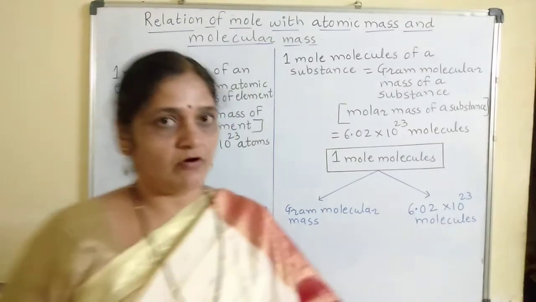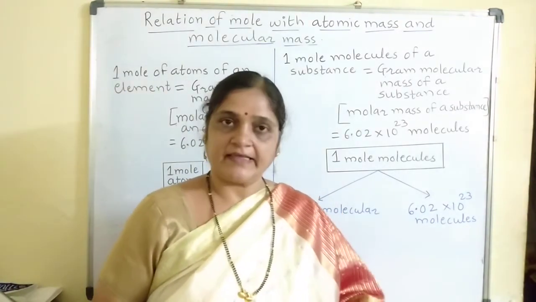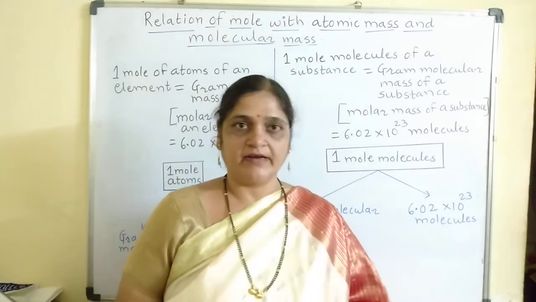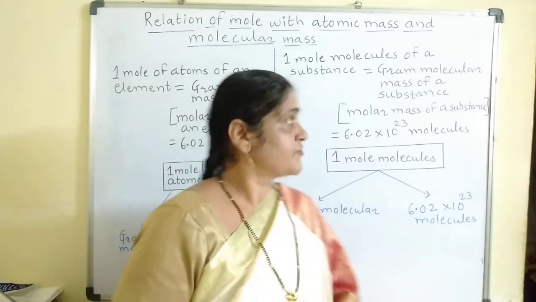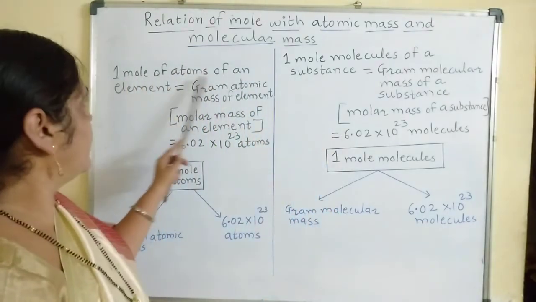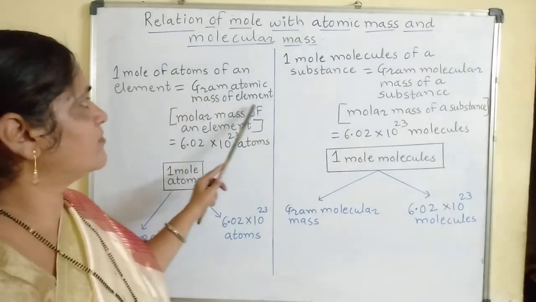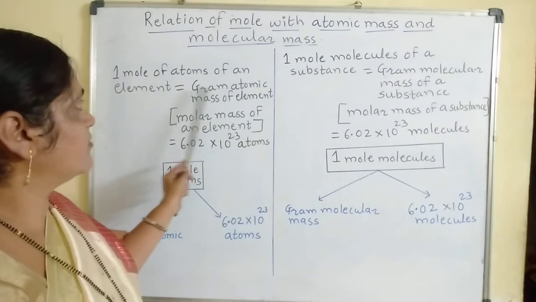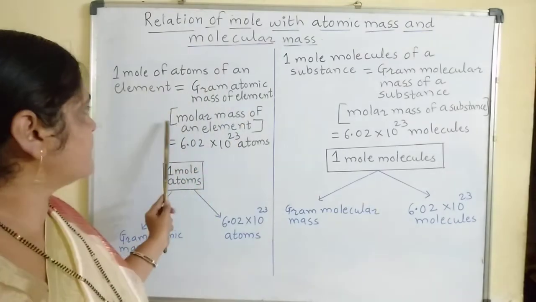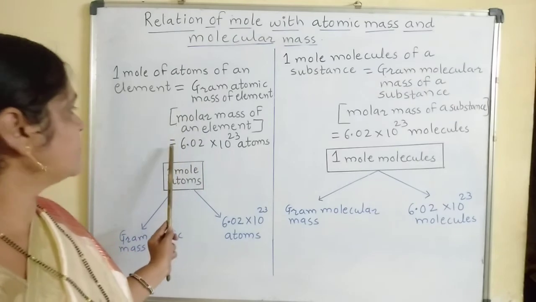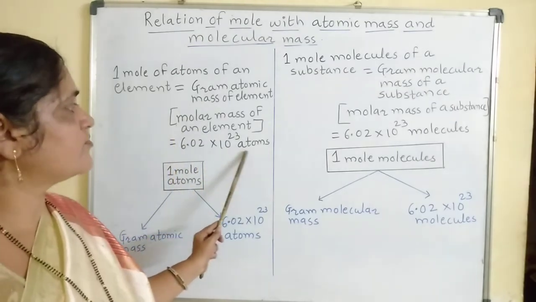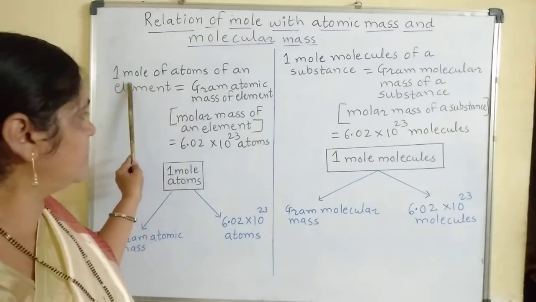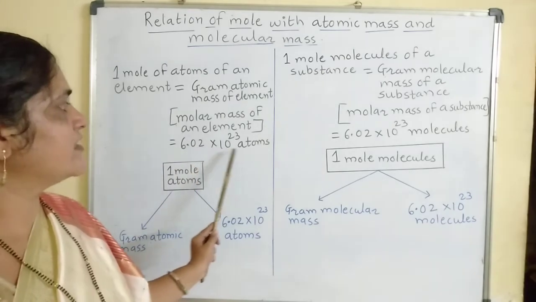Now we have got different examples for gram atomic mass and gram molecular mass, and we are relating them with moles. In short, 1 mole of atoms of an element means the gram atomic mass of the element. That you have to remember. 1 mole of atoms of an element is equal to the gram atomic mass of the element, or we can say the molar mass of the element, and it is always equal to 6.02 × 10^23 atoms.